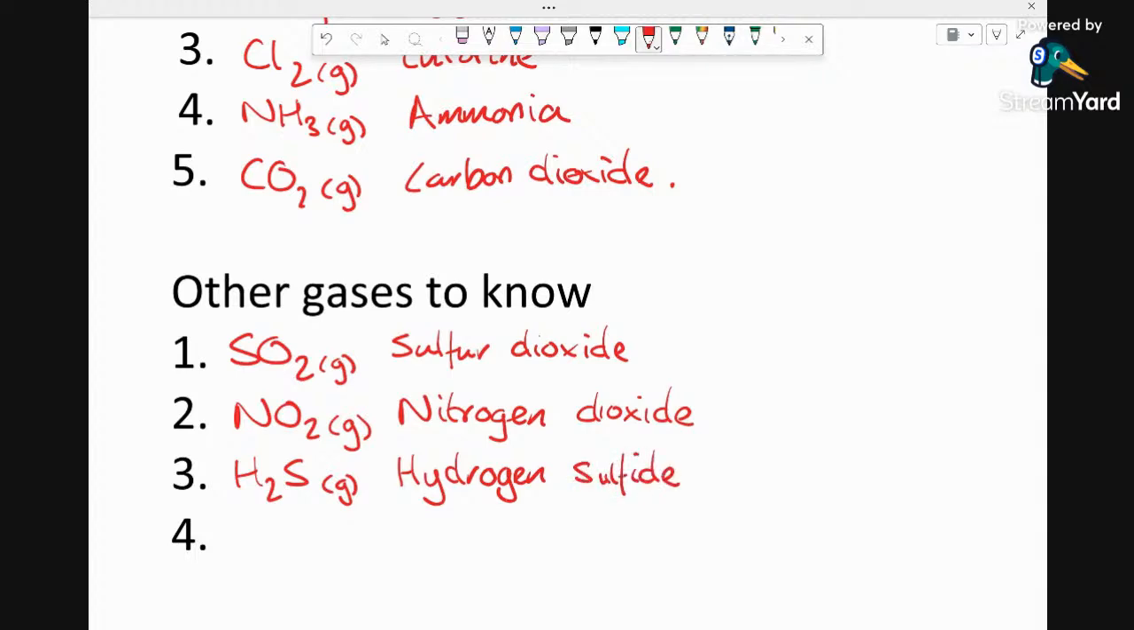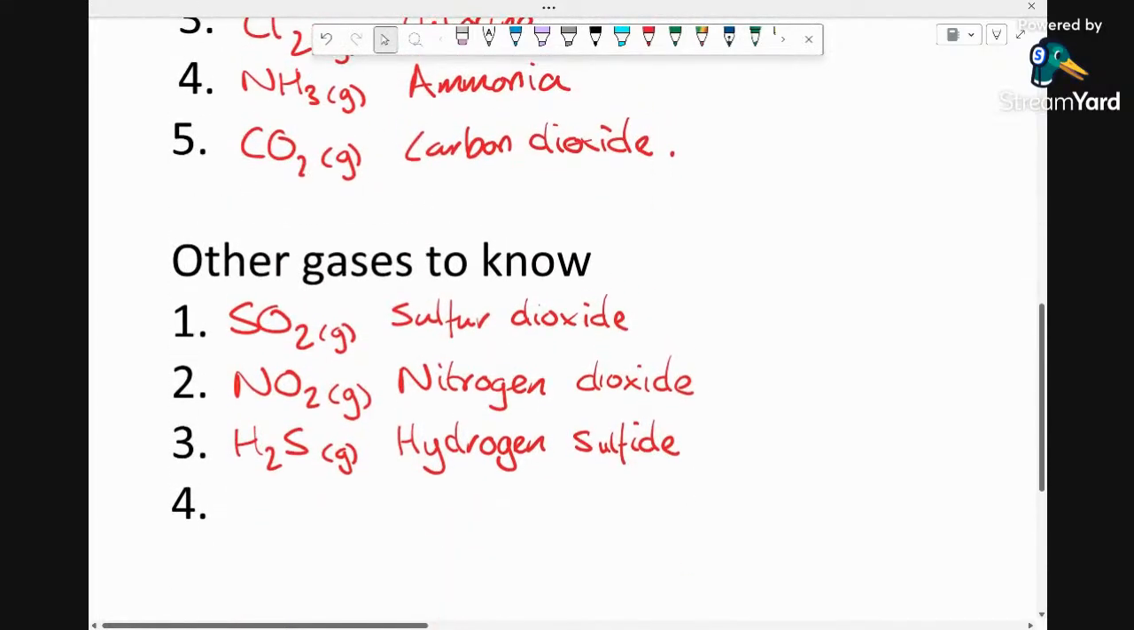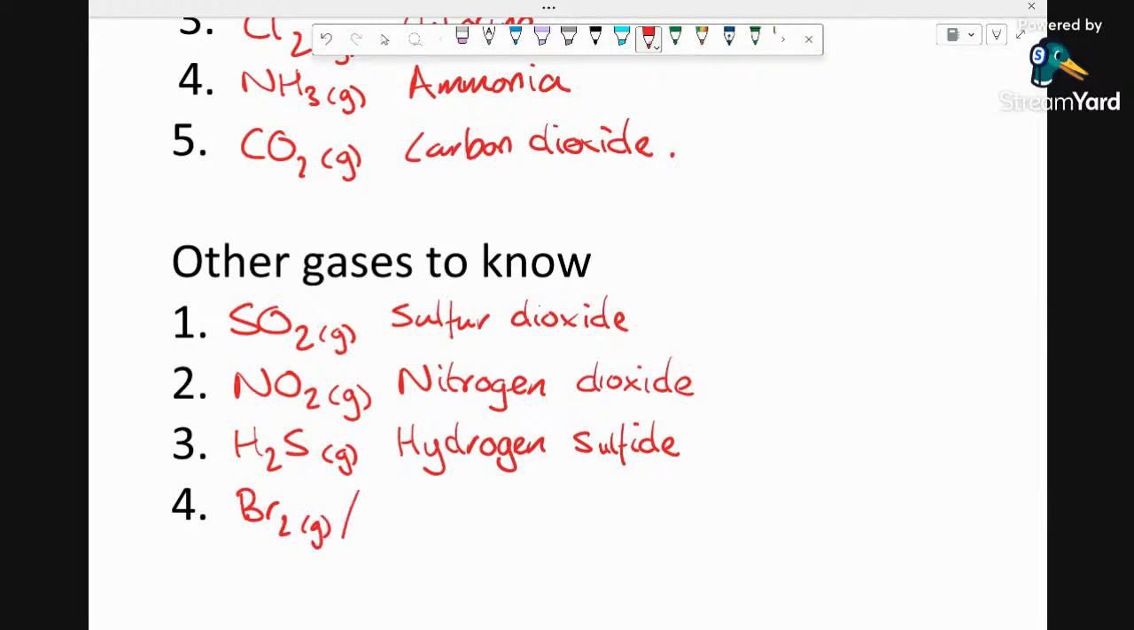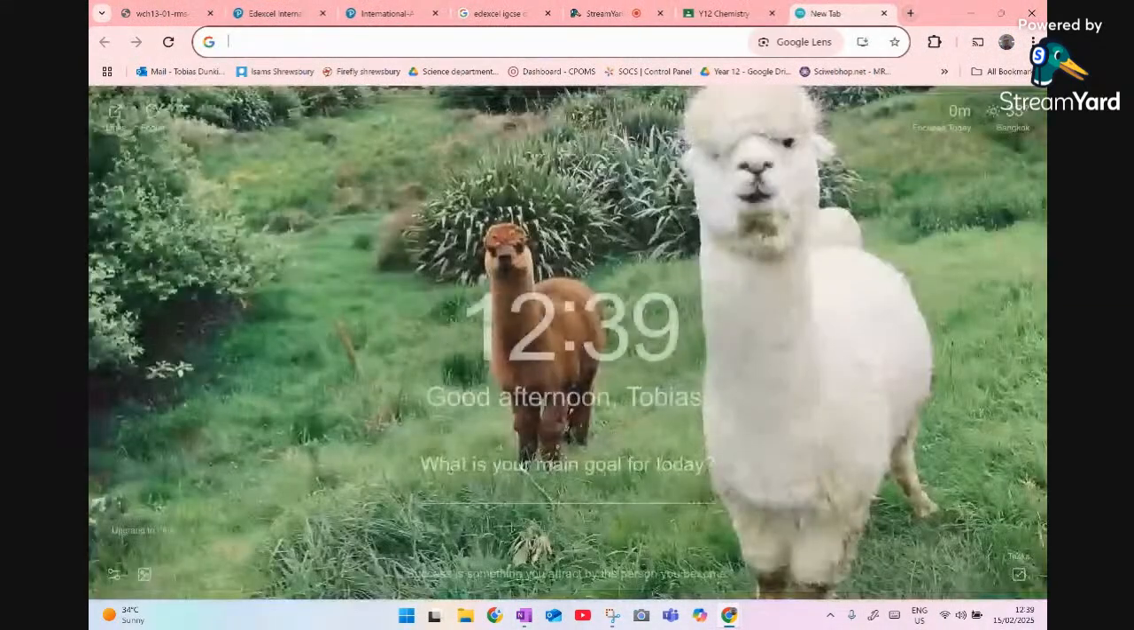What's the other one that we need to come across? Other ones that we see are bromine gas. I'm also going to add a slash in here for iodine gas as well. So these are the other two that tend to appear in a variety of questions, usually, by the way, in the redox chemistry.